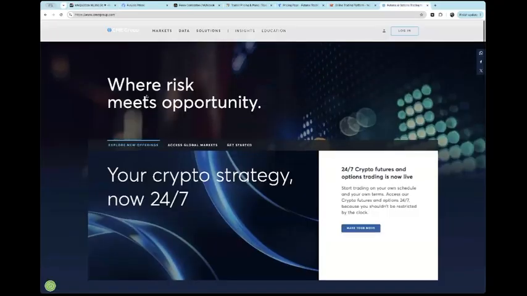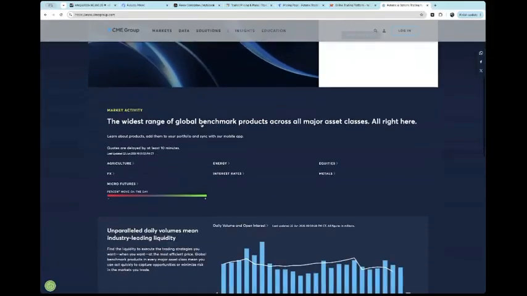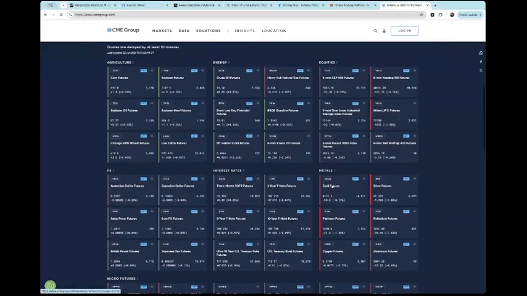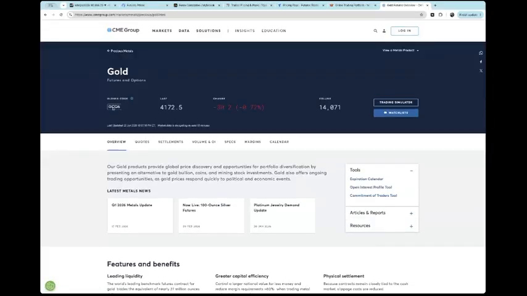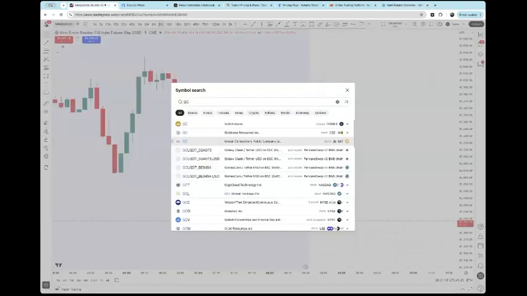Move over here and just click on CME Group and just focus on gold. This is your metals. Click on gold future. So right now they are using GCQ6. GCQ6.